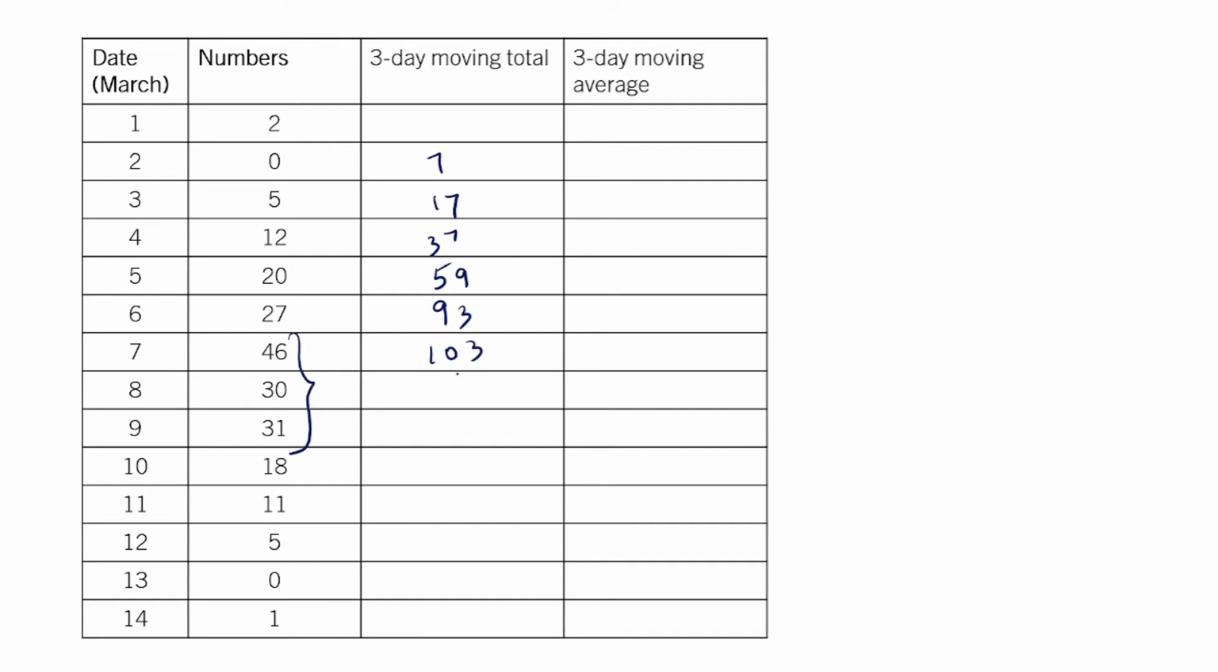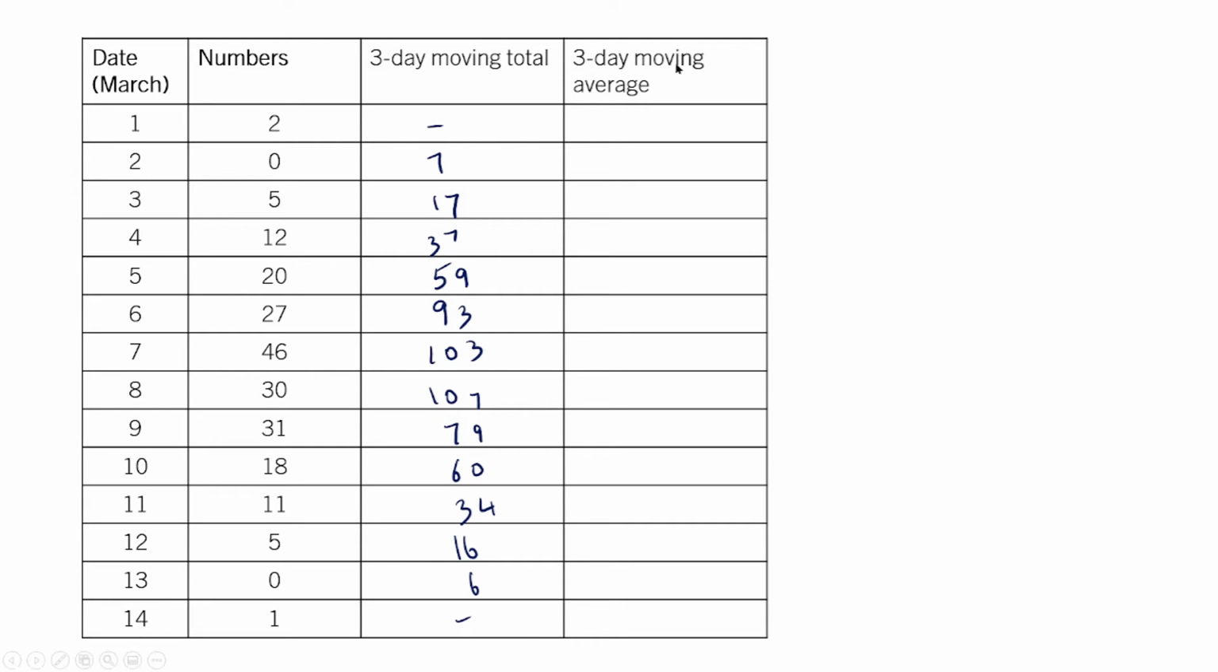Then the next 3 days total is 107. Like that we proceed until we reach the last data. 31 plus 18 plus 11, 60. Then 18 plus 11 plus 5, 34. Then 11 plus 5 plus 0, 16. Then 5 plus 0 plus 1, 6. So we have found the 3-day moving total.